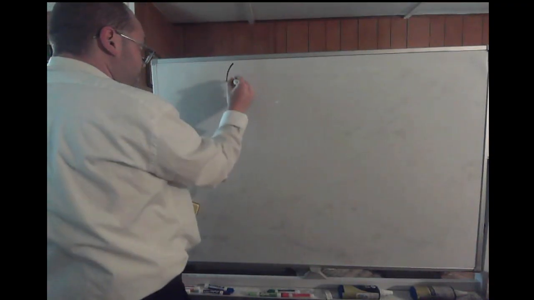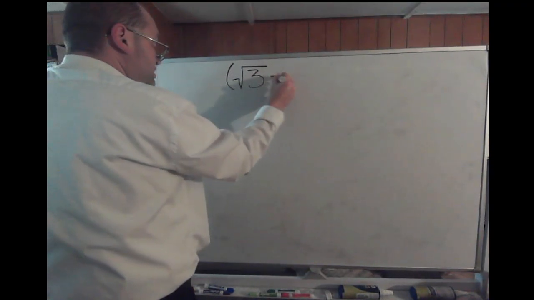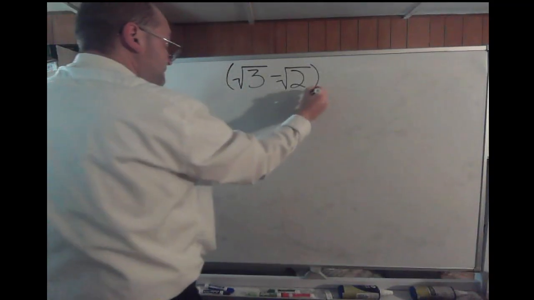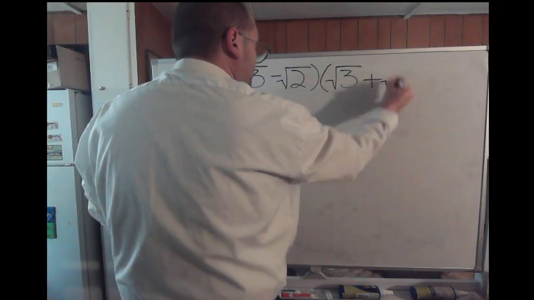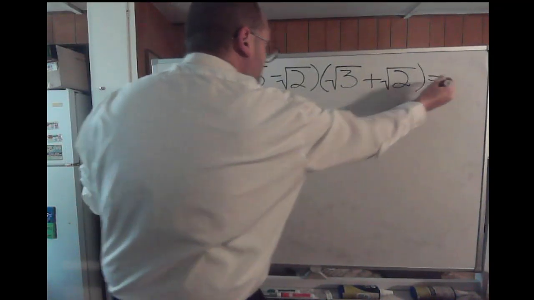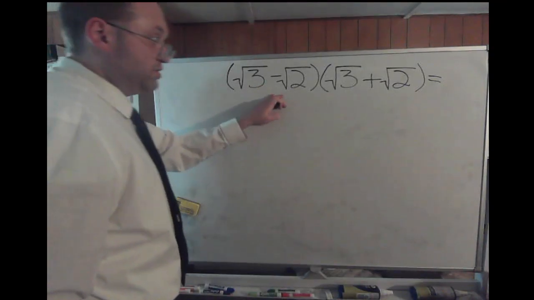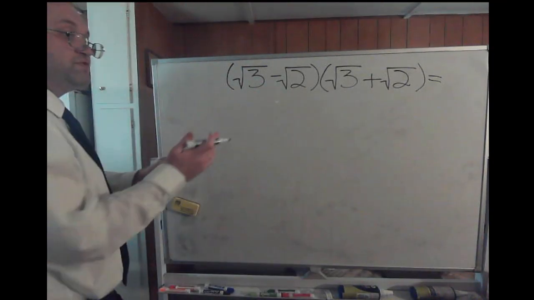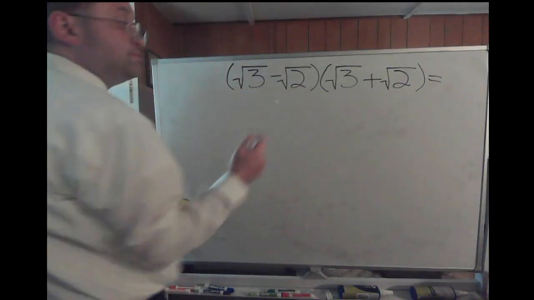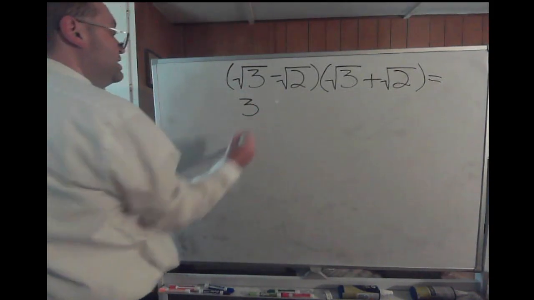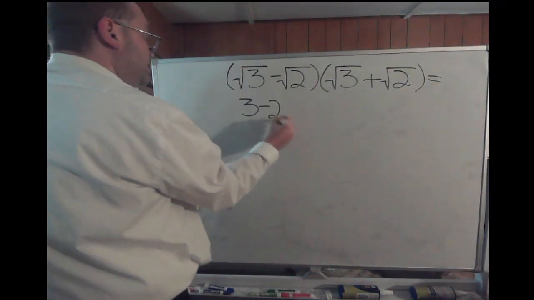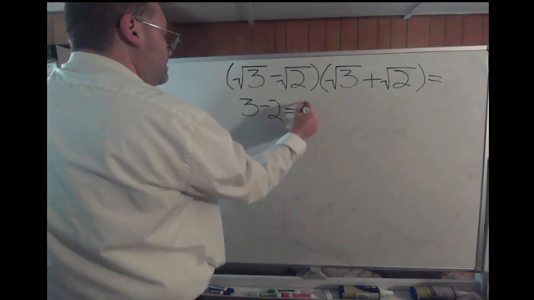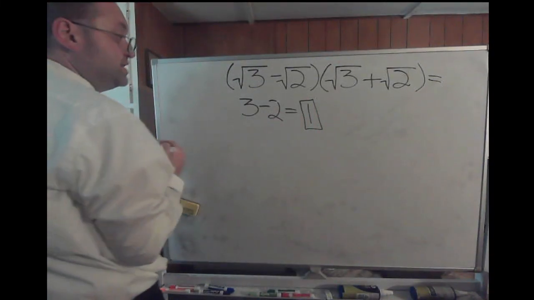How about this one? We have the square root of 3 minus the square root of 2 times the square root of 3 plus the square root of 2. Both of these are square roots, but one is minus and one is plus, so you have a difference of 2 squares. Square root of 3 times square root of 3 is 3, and negative square root of 2 times positive square root of 2 is negative 2. You get 3 minus 2, which is 1.